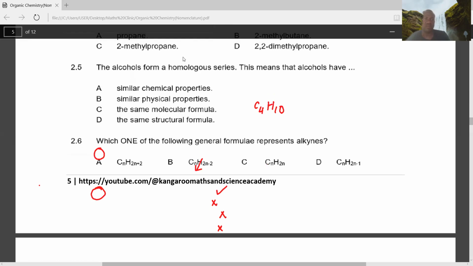Right, 2.6. It says, which one of the following general formulas represents an alkyne? Already number A is not the answer. CnH2n+2 is an alkane. CnH2n is an alkene. And this one is not a general formula of any, it's none. So the correct answer is B. This one, an alkyne.